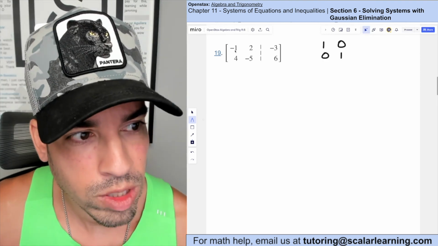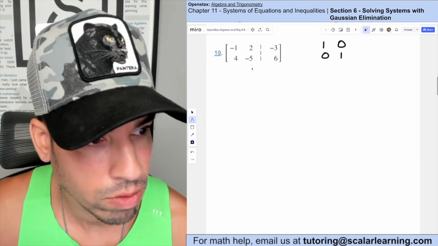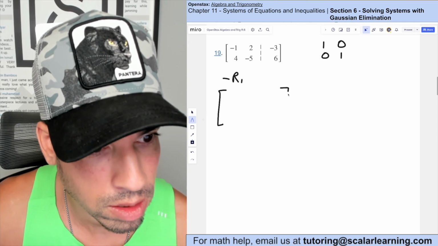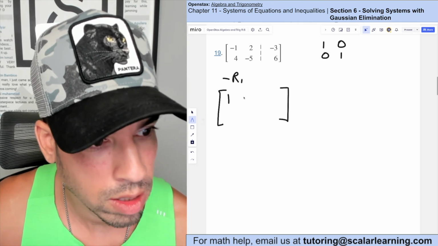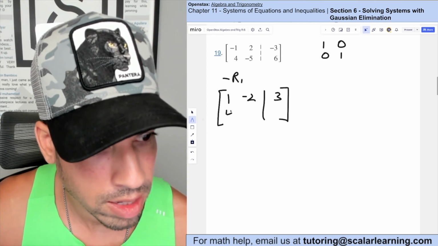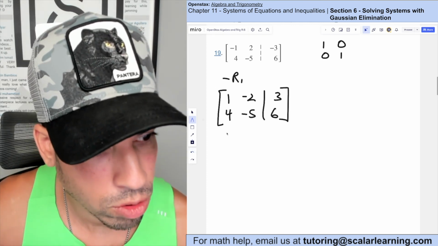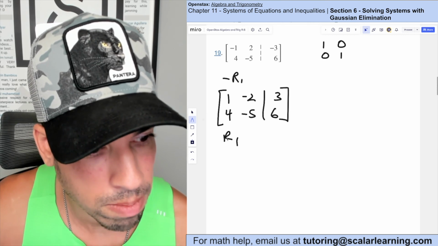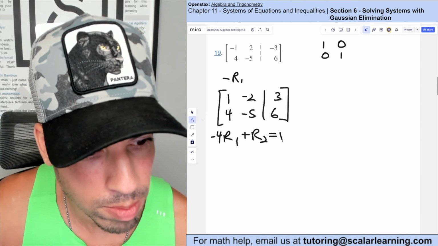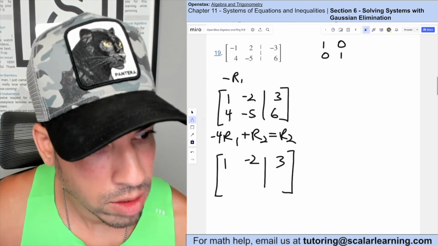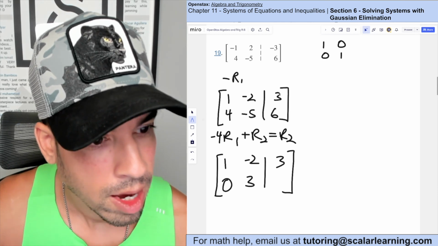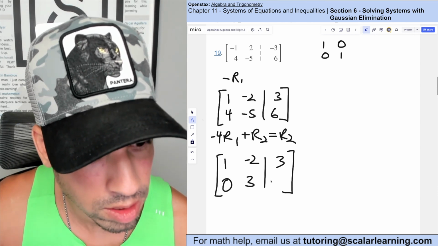So as we start, I'd love to flip that to a positive 1. So I'm going to multiply row 1 by -1. So we're going to rewrite this as 1, -2, and that's going to be a +3. This is going to stay as is. Next, I'd love to flip that to 0. So I'm going to multiply row 1 by -4, add it to row 2, and that's going to be my new row 2. Let's write that out. So we got -4 plus 4 is 0, +8 plus -5 is 3, and -12 plus 6 is -6.